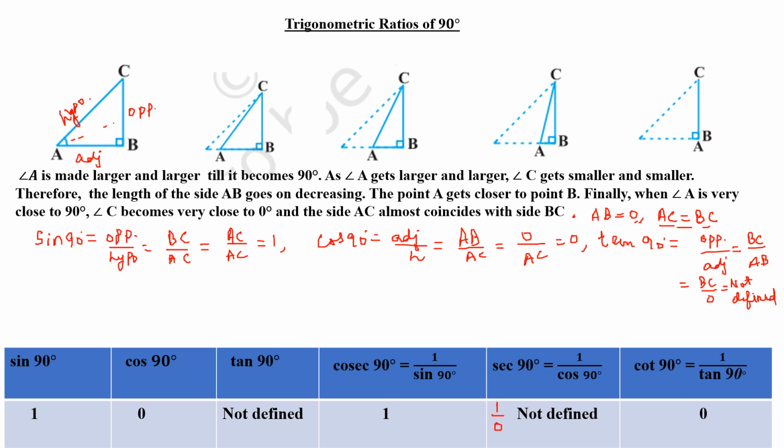Okay, now cot 90 is the reciprocal of tan 90. So 1 by tan 90, 1 by not defined, this will become equal to 0. So from here you can see that I have found all the trigonometric ratios of 90 degree.